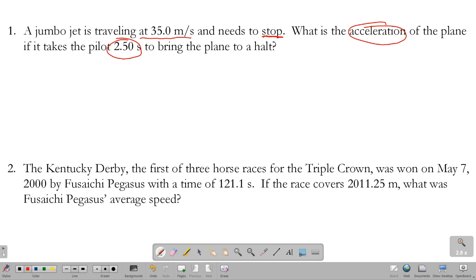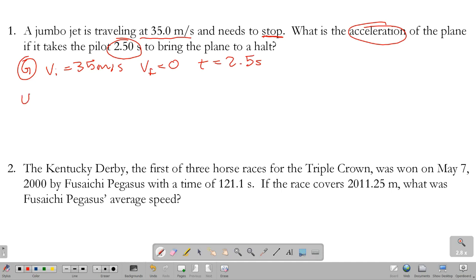Okay, so the first thing that we want to do here is identify what we've been given. In this case, it tells us that the jumbo jet is traveling at 35 meters per second. So that would be its initial speed. And it says it needs to stop. So that's telling us that the final speed is going to be equal to 0. And then it also tells us that it takes 2.5 seconds for the plane to stop.